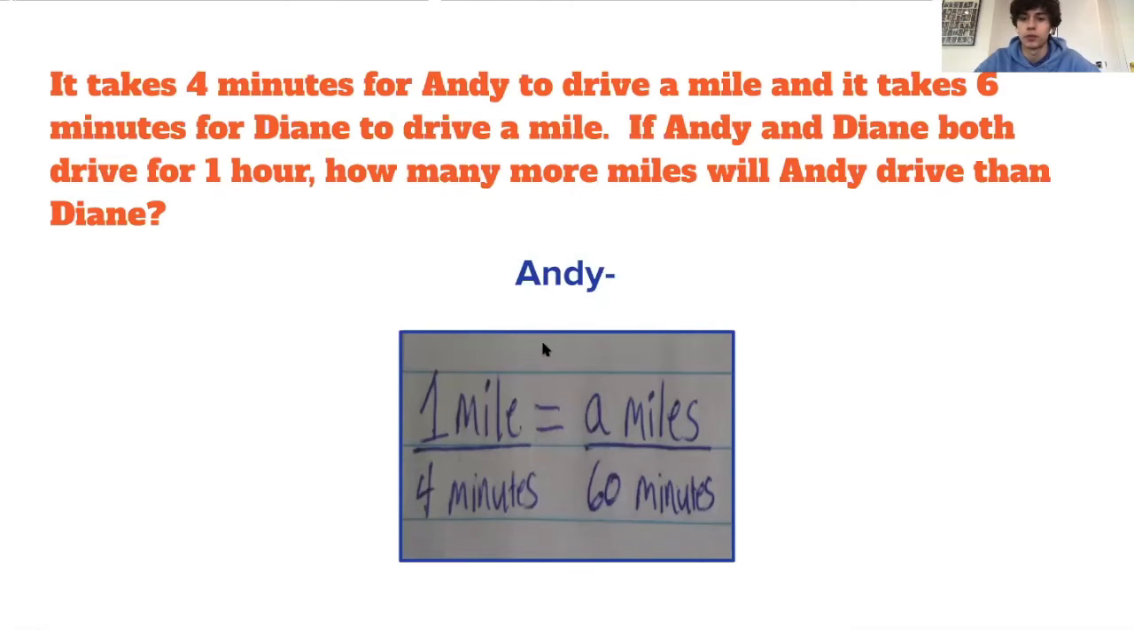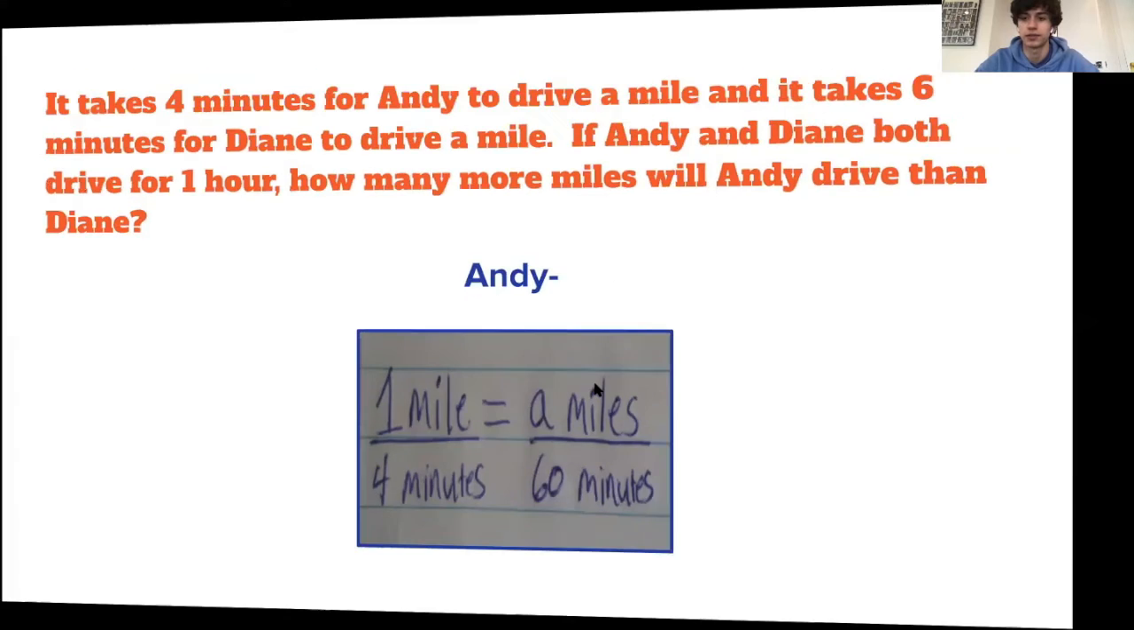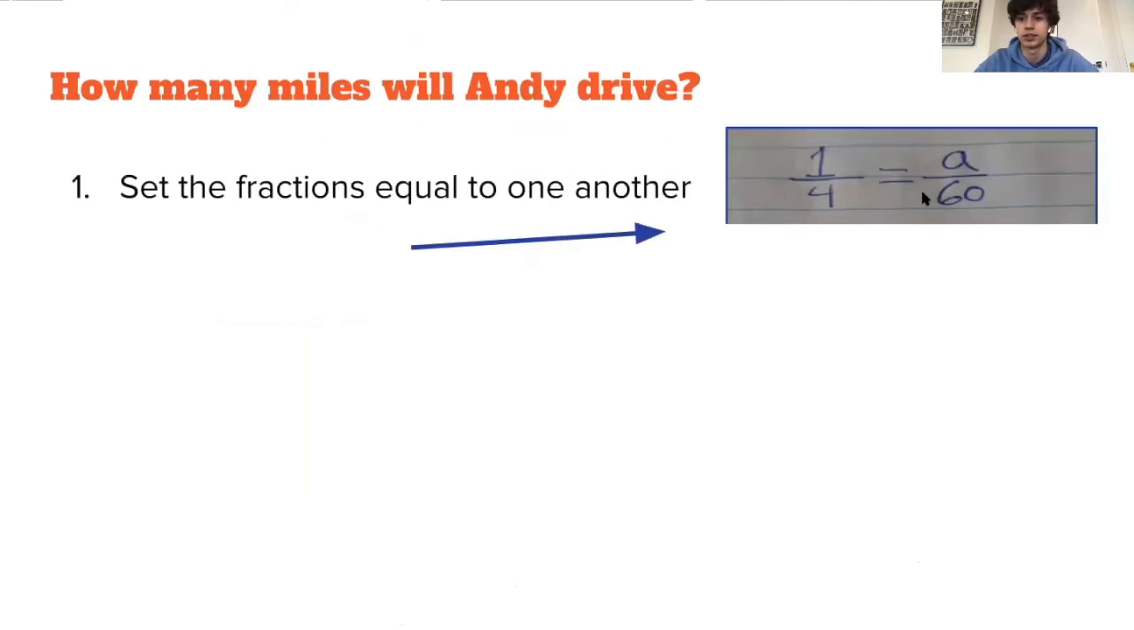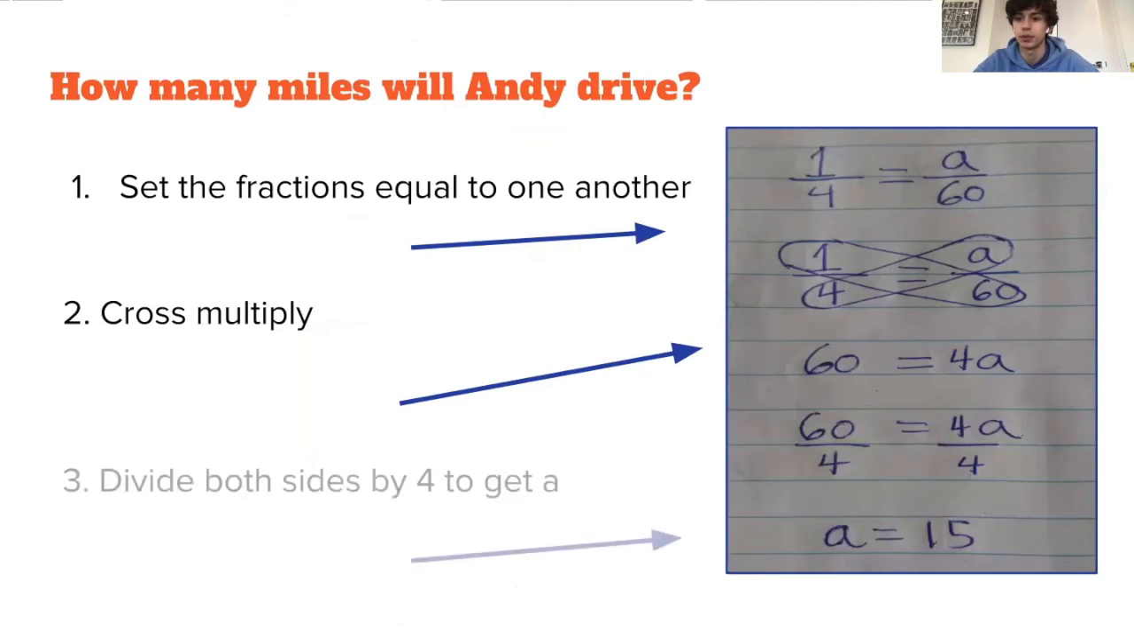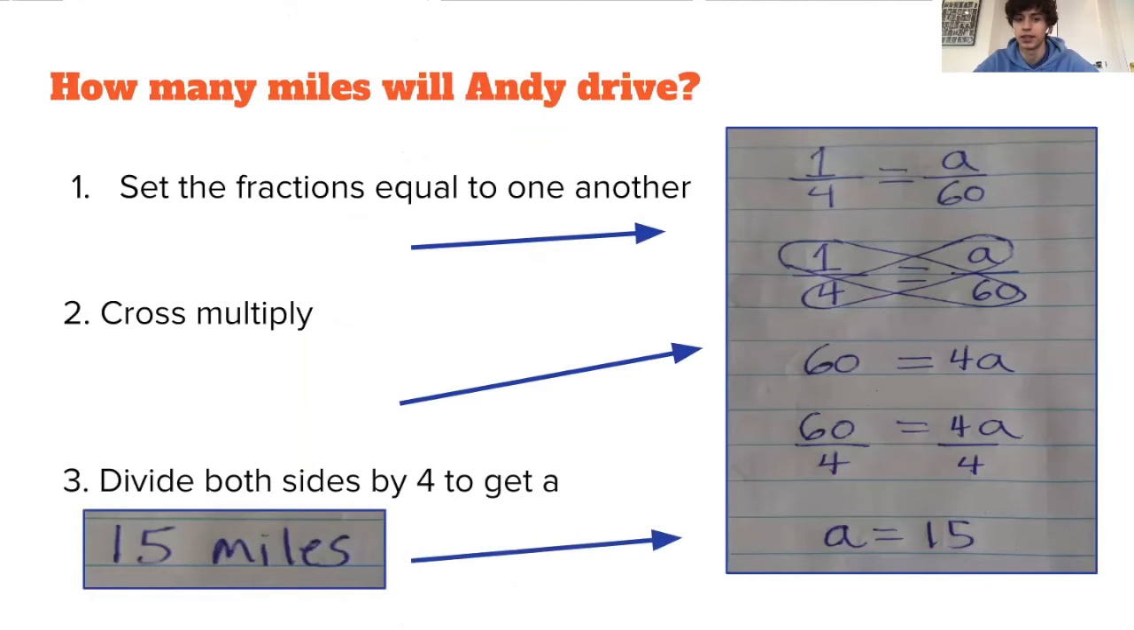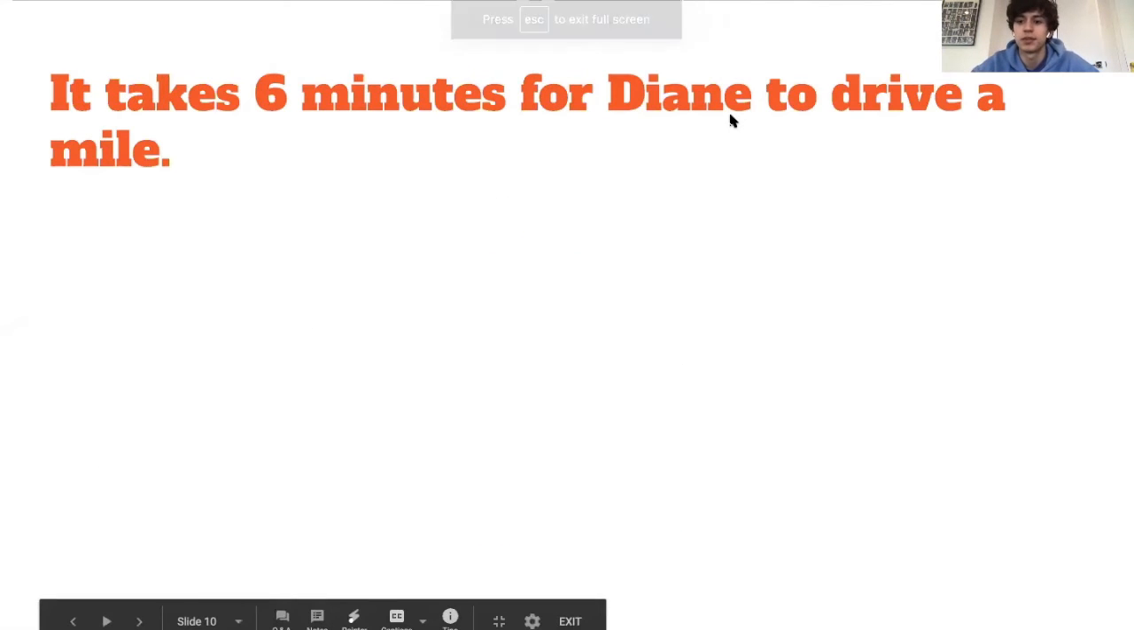Here's the proportion. We need to make sure the units match. Miles over minutes equals miles over minutes. Because in this case we're good, we can get rid of the units and just have 1/4 equals A over 60. To solve for A, we cross multiply. When we do that, we have 60 equals A times 4, or 60 equals 4A. To find the value of A, we divide both sides by 4. We get A equals 15. Let's do the same for Diane.